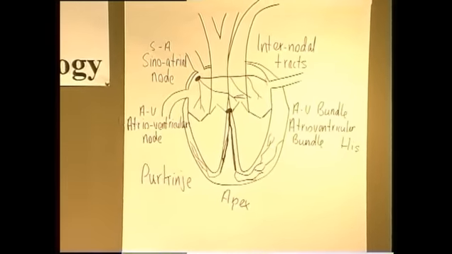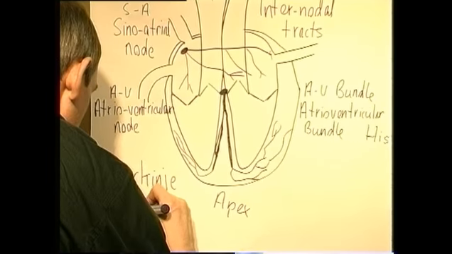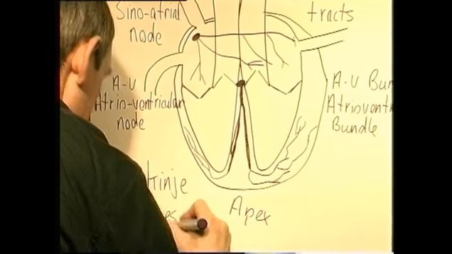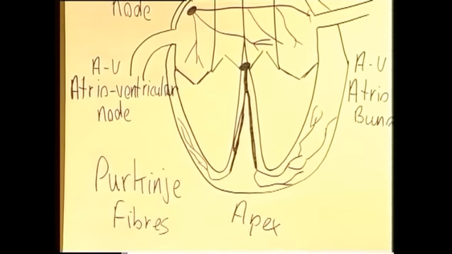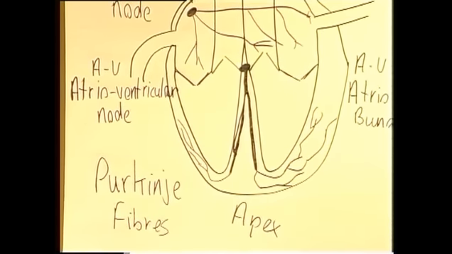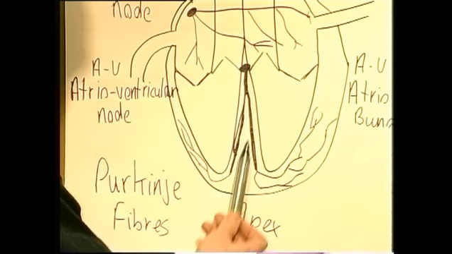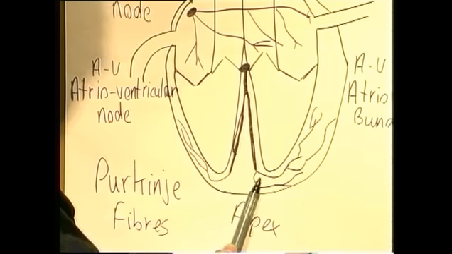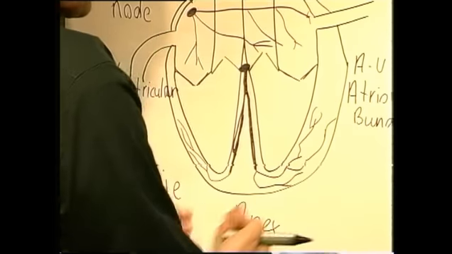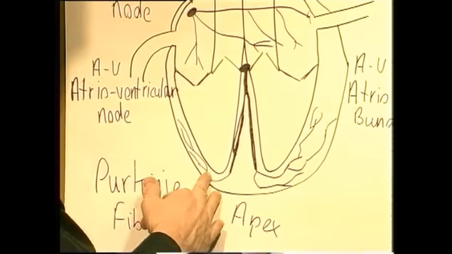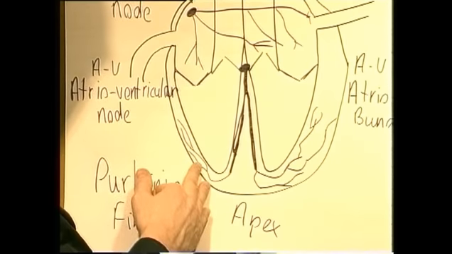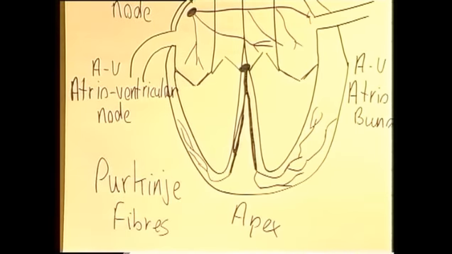Purkinje fibres. So the Purkinje fibres carry the electrical impulse from the right and left bundle branch into the ventricular myocardium. The arrival in the ventricular myocardium of the electrical impulse is what actually stimulates the contraction of the heart muscle.